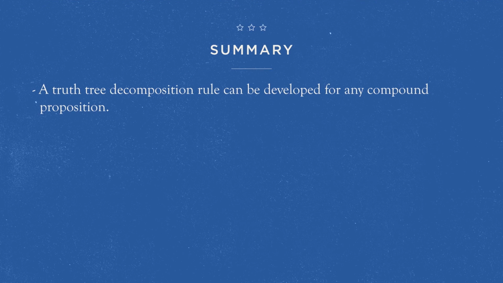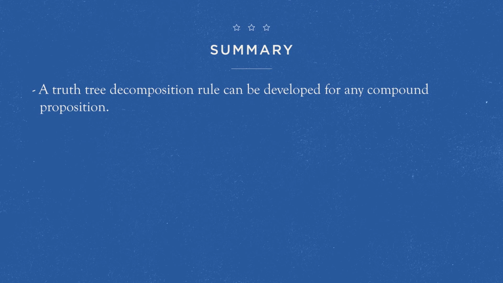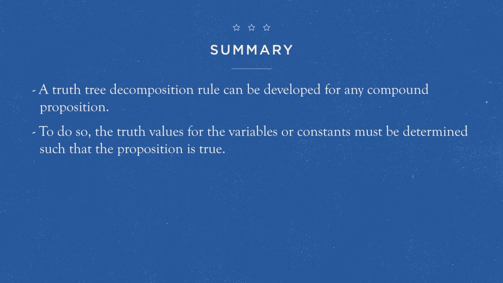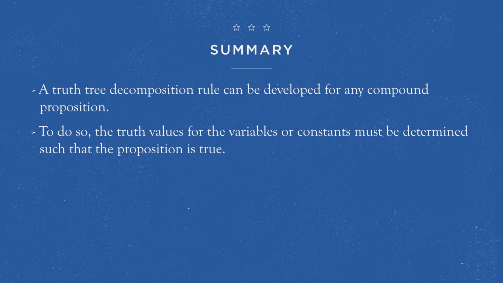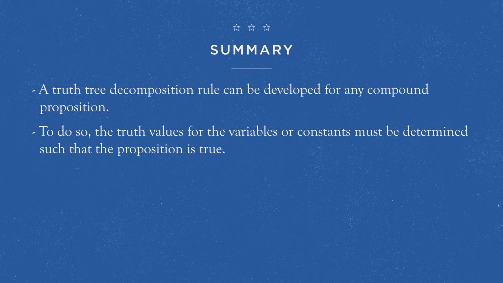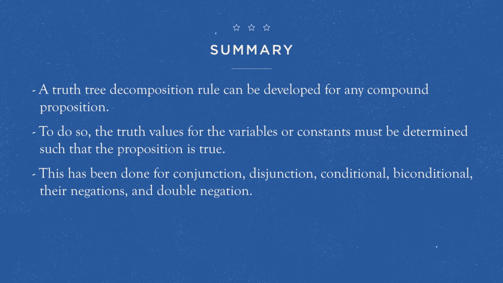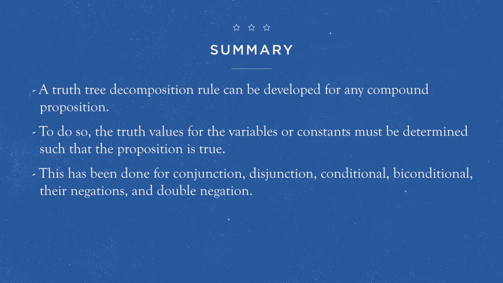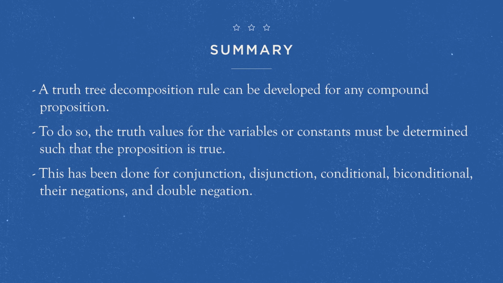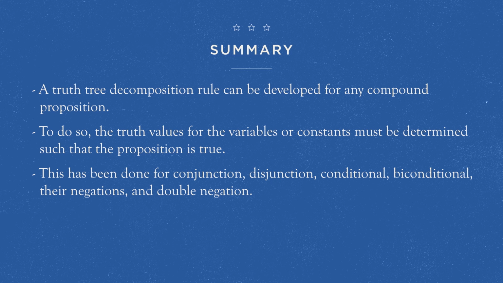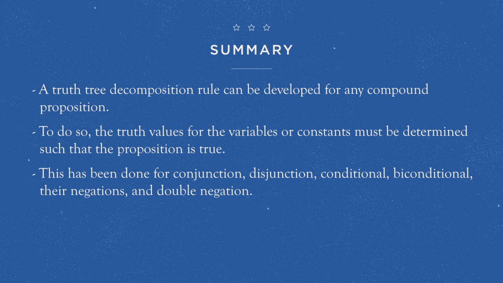Let's summarize this particular lesson. A truth tree decomposition rule can be developed for any compound proposition. To do so, the truth values for the variables or constants must be determined such that the proposition is true. This has been done for conjunction, disjunction, conditional, biconditional, their negations, and double negation. That's all we need. Those are all the different types of propositions that we can have in propositional logic. Good for us. Pat yourself on the back.